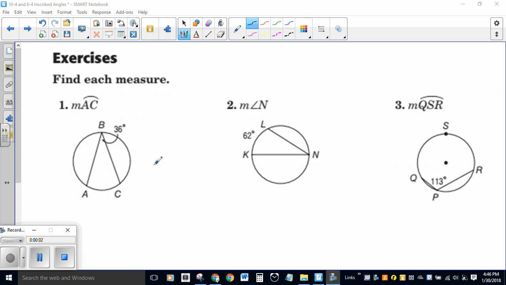Okay, I'm going to walk through this and work the problems out. We learned today that an inscribed angle is equal to half of its intercepted arc, and an intercepted arc is equal to twice the inscribed angle. So on number 1, it asks us to find the measure of arc AC.